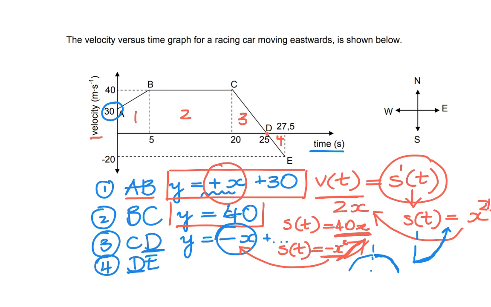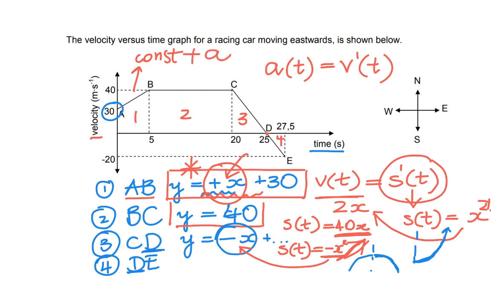Okay, that's even easier, because remember that using the calculus of motion, acceleration with respect to time is nothing else but the derivative of velocity. So if AB is a straight line, what will be the derivative of x or 2x? It will be just a constant. So in section AB, I will have a constant positive acceleration because the gradient here is positive.